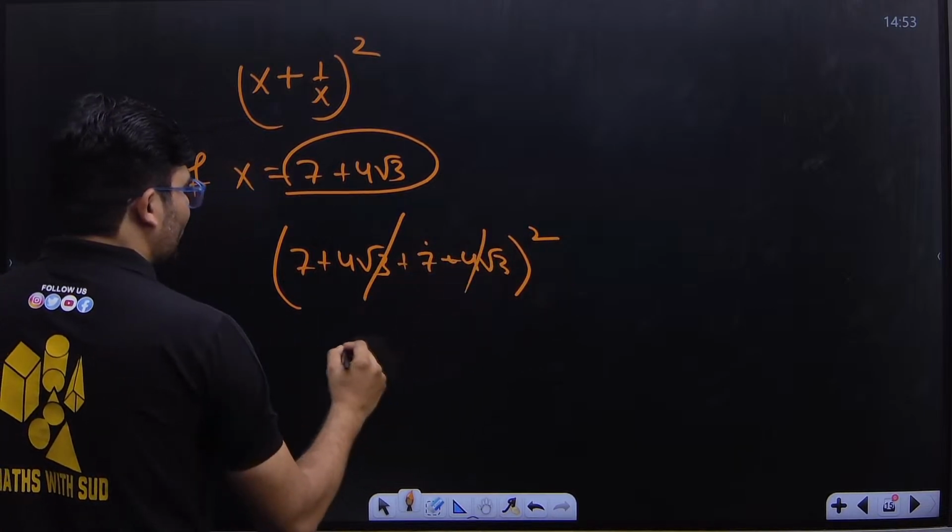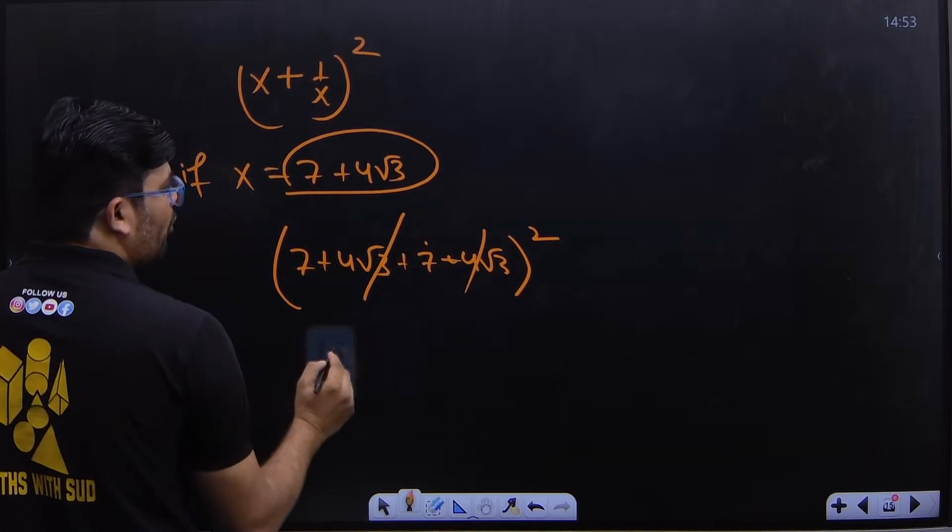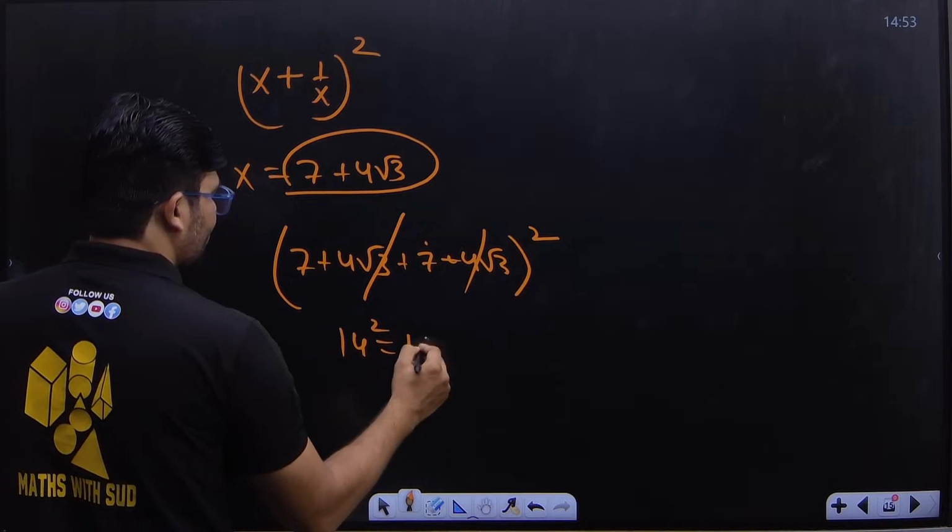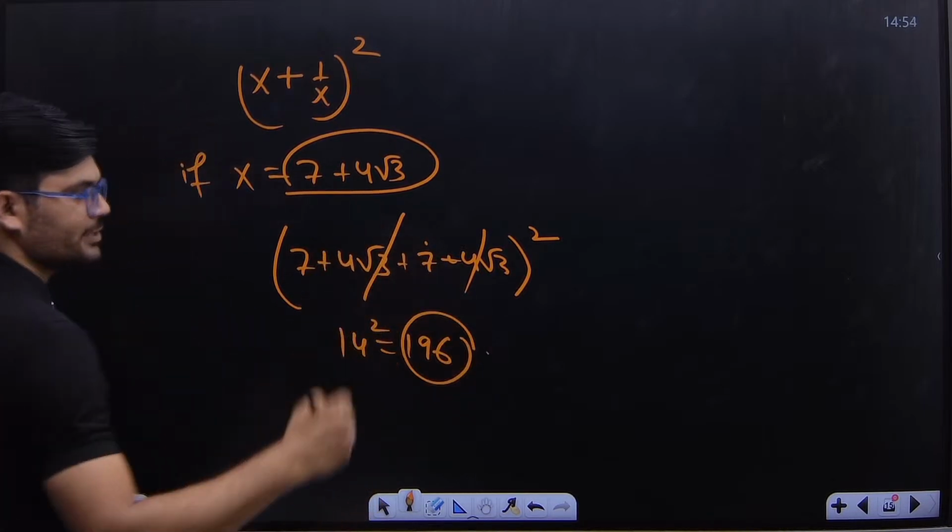So the 4√3 part will be cancelled out. So you will have 14 squared, whose answer is 196.